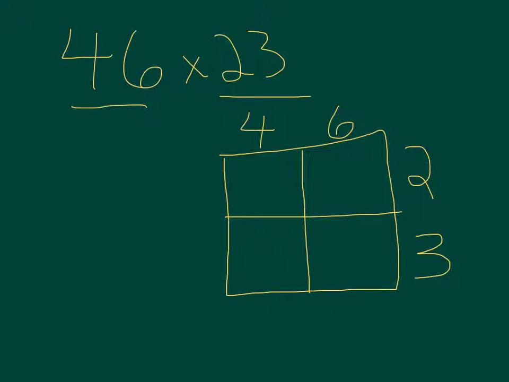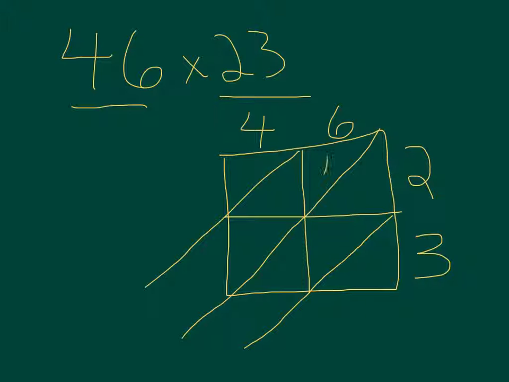Then I'm going to draw my diagonals, and they go diagonally through each box. Now that's the hard part, and really now all we need to do is match up the numbers and multiply. Since 6 times 2 is 12, I put in 2 on the bottom and the 1 for 12 on top. I can go to any box I want next. So let's say 6 times 3, that's 18.